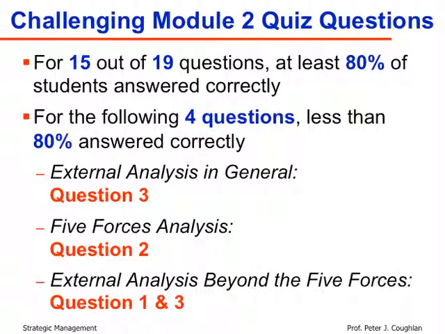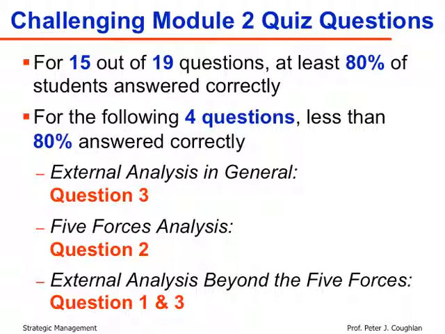Now, the purpose of this primarily is to talk about specific questions. There were 19 questions on this quiz. It was a pretty short quiz. And for 15 out of those 19 questions, at least 80% of students answered correctly, meaning that for most of these questions you either got it right or wrong. So you either got full credit or no credit. So for 15 out of 19, at least 4 out of 5 students chose the correct answer. Some of the quiz questions were partial credit, though, so it's not all or nothing, you could have gotten part of the points.